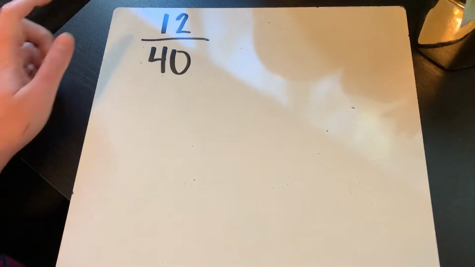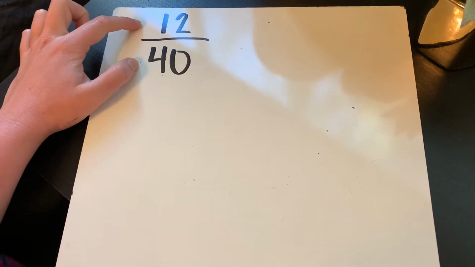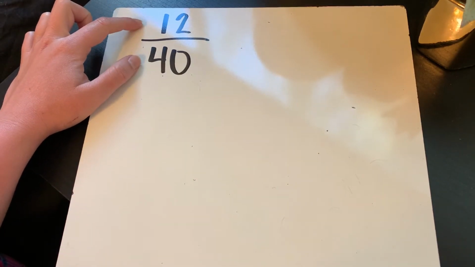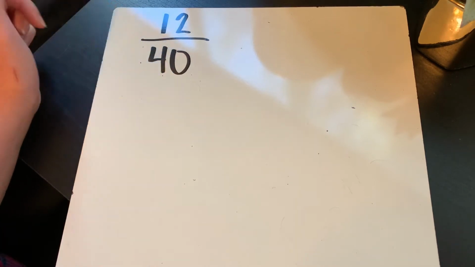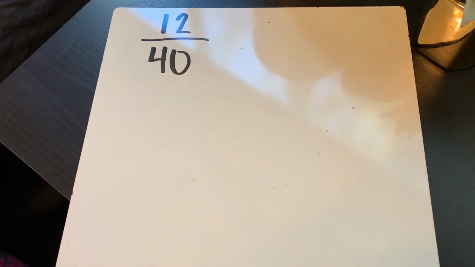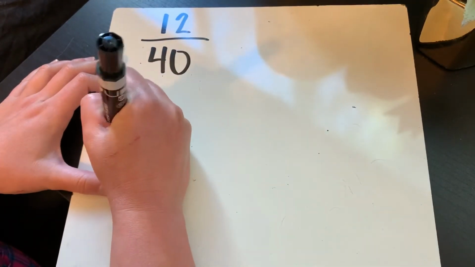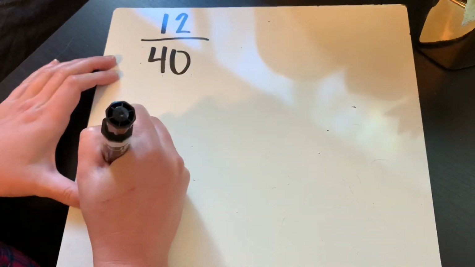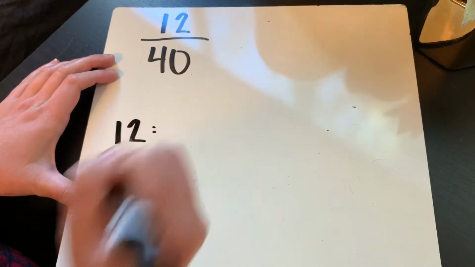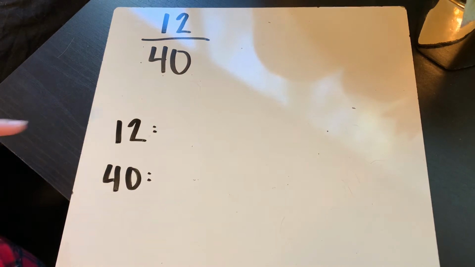So here we go. I can also look at these, and there's a little hint here. These are both even numbers. They both end with an even number. So I know I can definitely simplify them, at least by 2. But we're going to look for those common factors and see what our best simplifying option is. So I'm going to come down here, and I'm going to be listing all the factors of 12 and 40. What can I multiply to get 12, and what can I multiply to get 40?